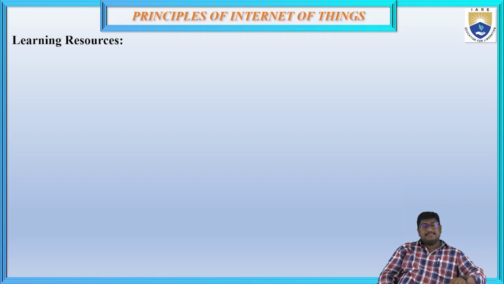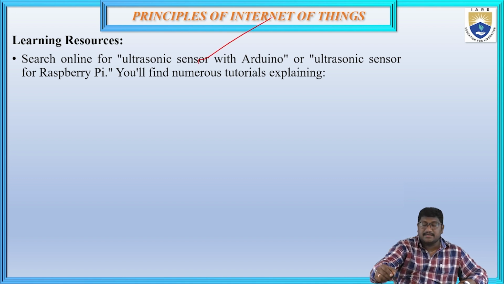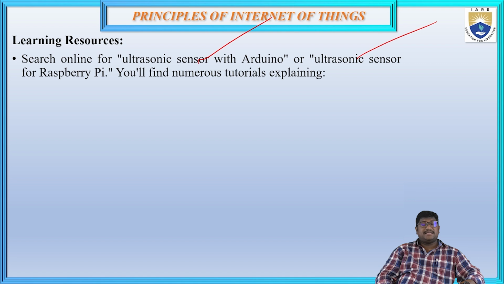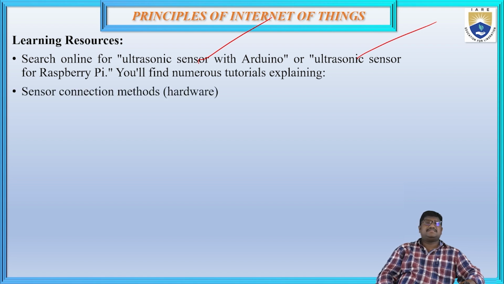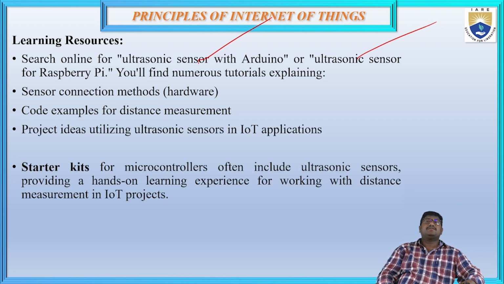Additional to what I discussed about ultrasonic sensors, I am providing some learning resources which might be helpful for your career in building a good IoT project: ultrasonic sensor with Arduino and ultrasonic sensors with Raspberry Pi. These two topics will give you the best start. Also the different sensor connection methods in hardware, code examples for distance, and project ideas using the ultrasonic sensor. And there are starter kits, as I told you, which provide hands-on experience before designing the project.